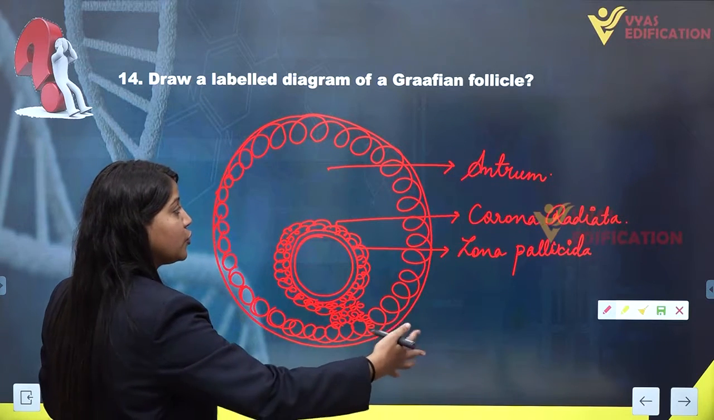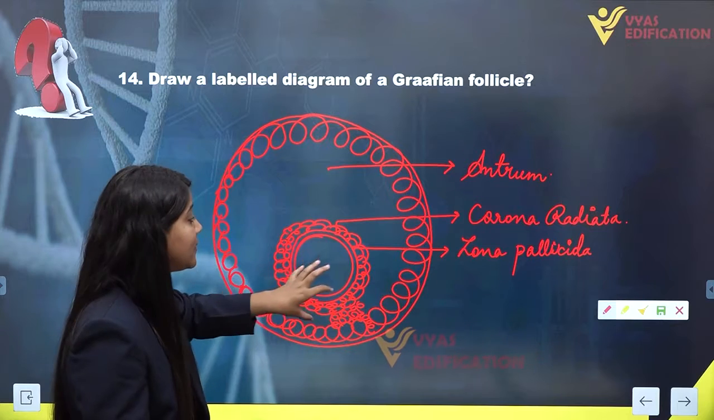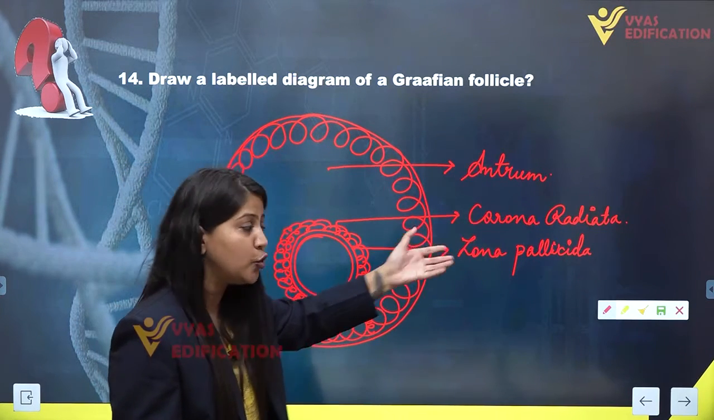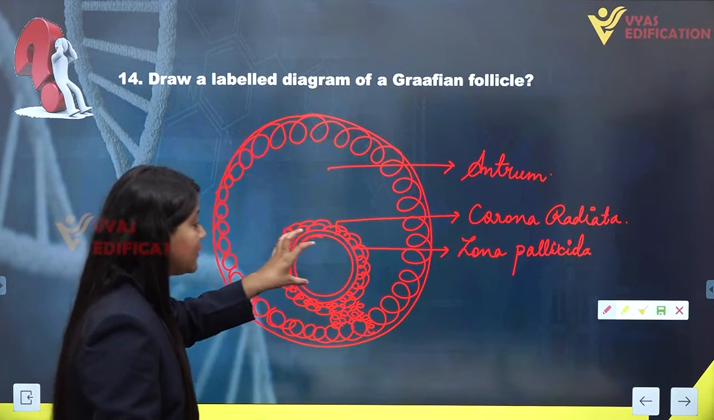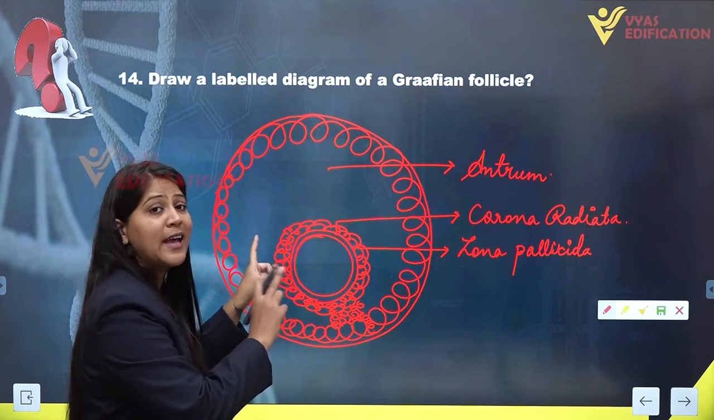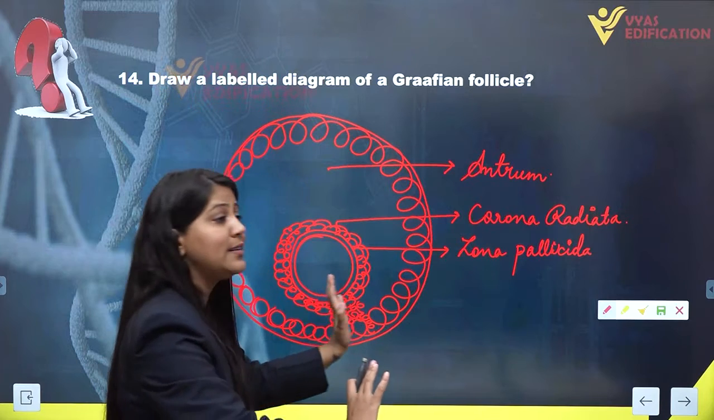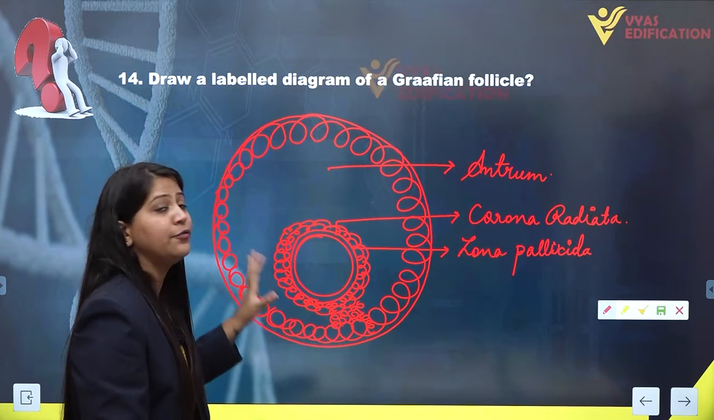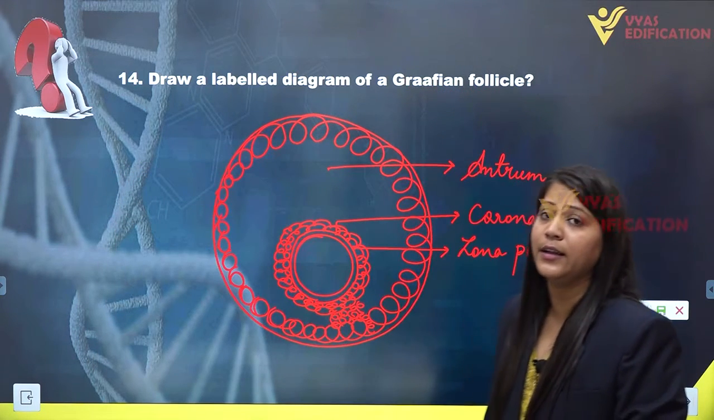After maturation, the Graafian follicle ruptures and releases the secondary oocyte from the ovary into the fallopian tube. Also, the most important thing to remember is that this secondary oocyte is not present in the center of the Graafian follicle. It is present eccentrically, towards the periphery of the Graafian follicle. So, this is the complete structure of a Graafian follicle you can see.